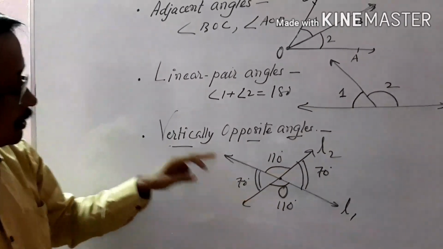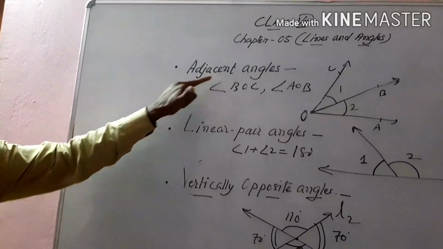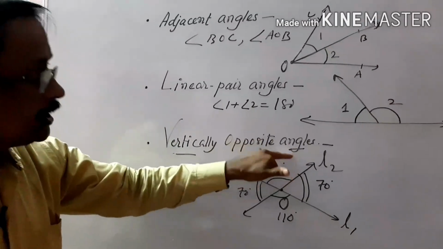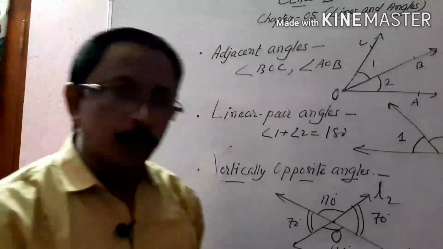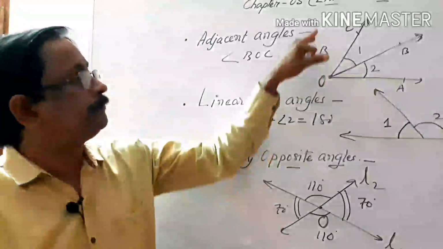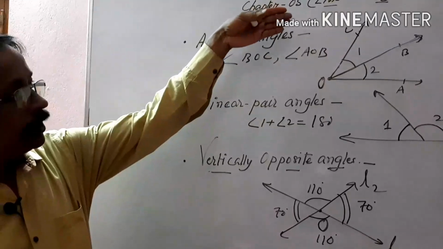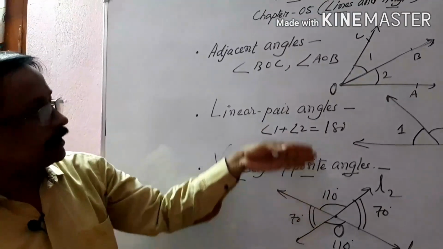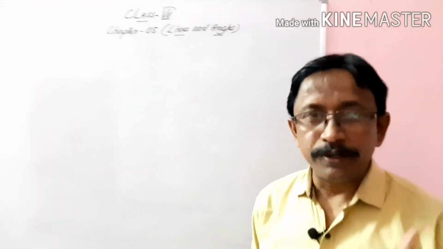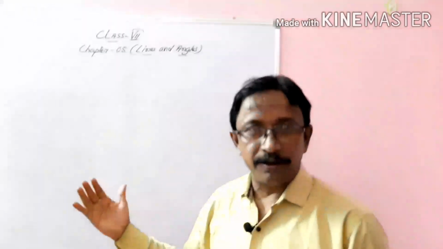So with this concept, we have this knowledge of adjacent angles, linear pair angles and vertically opposite angles. Whatever I have taught today, these are the definitions you have to learn before the start of this chapter. Once you start the exercise questions, this knowledge will help you to do these sums.